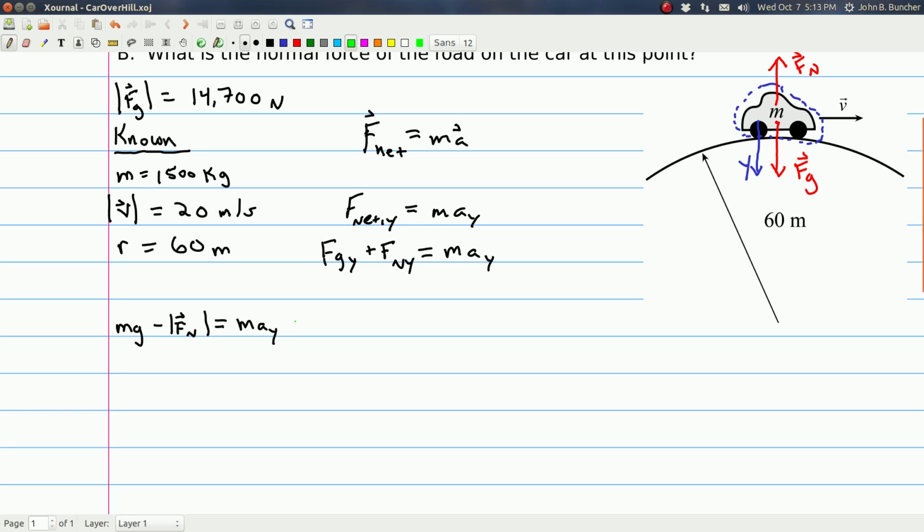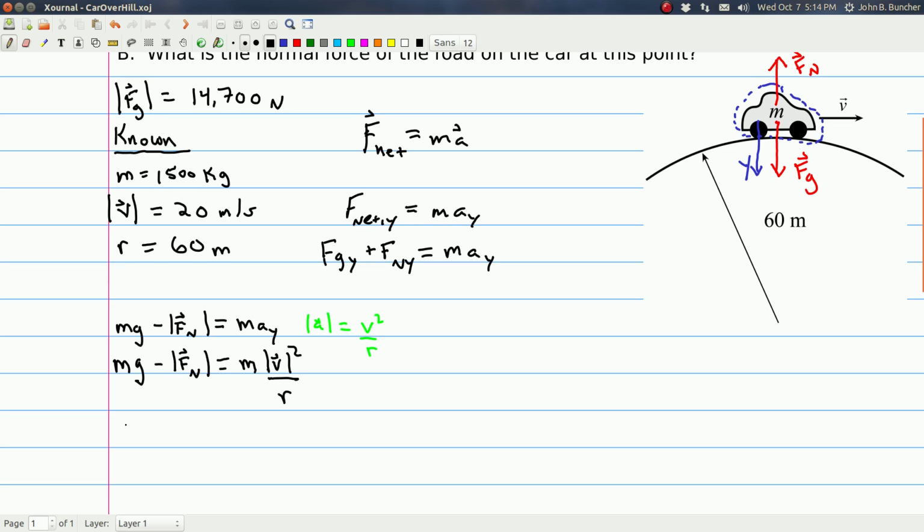Now from class or the reading or the book, we remember that the size of the acceleration when we're dealing with circular motion is equal to v squared over r. So that's what we're going to use for the size of the acceleration. Remember, that's one of the neat things about circular motion: we actually have an equation for the acceleration. So the acceleration in the y direction is v squared over r, pointed towards the center of the circle, which is why it has an overall plus sign, because I said that the y direction was positive if I go towards the center of the circle.